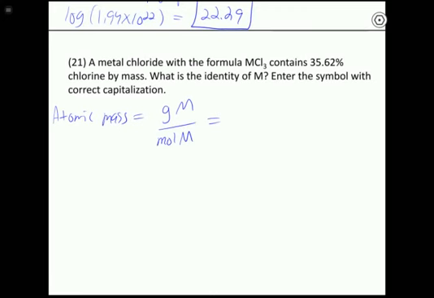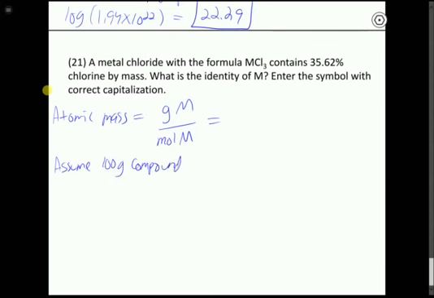When we have a mass percent, so we're told that our compound is 35.62% chlorine, whenever you're given a mass percent, it's helpful to assume 100 grams of compound. So if we have 100 grams of compound, that 35.62% tells us that we have 35.62 grams of chlorine, and then the rest of that 100 grams is going to be our metal, our unknown metal M, which is 64.38. So 100 minus 35.62 is 64.38.